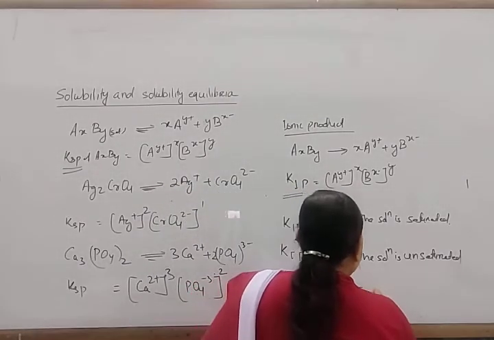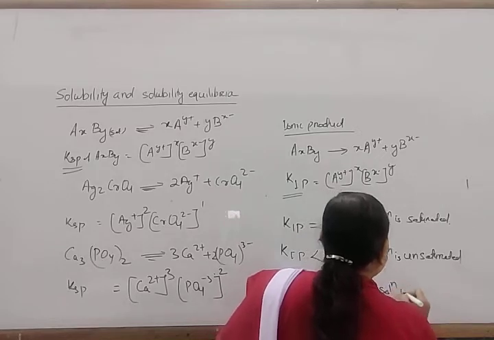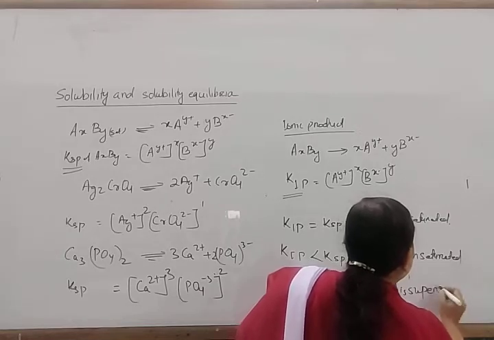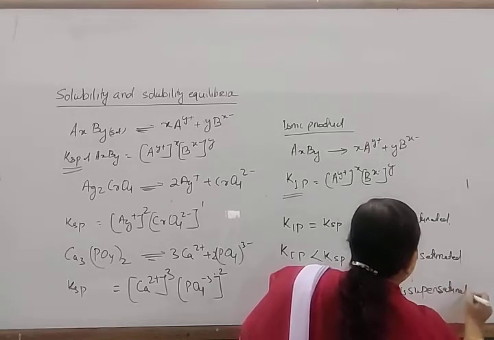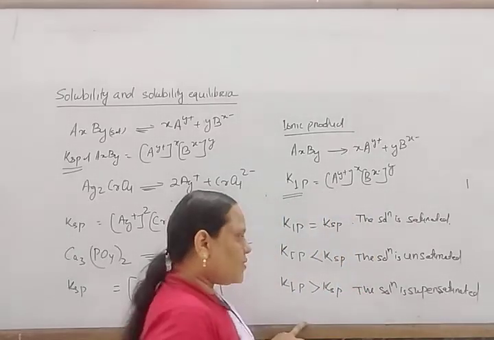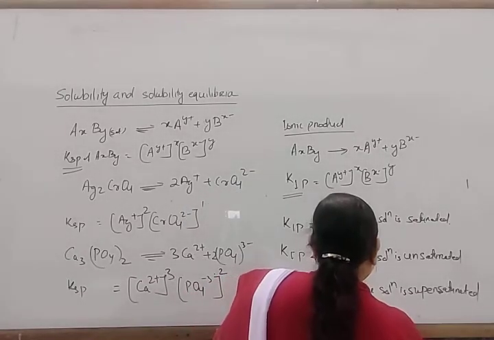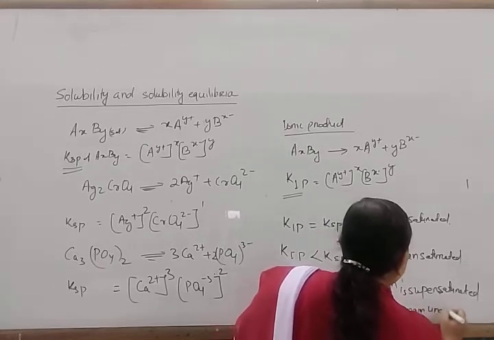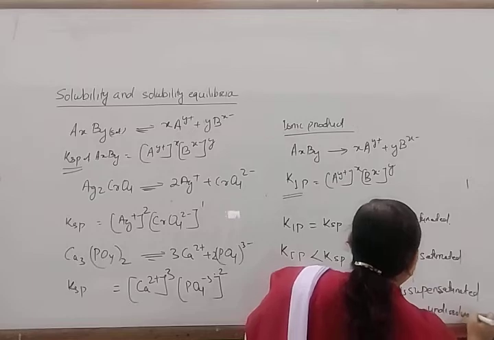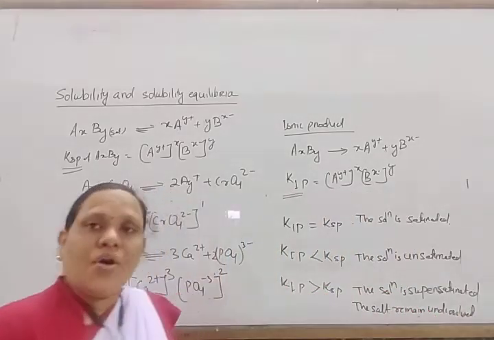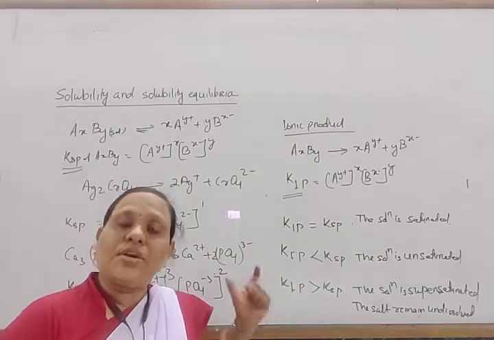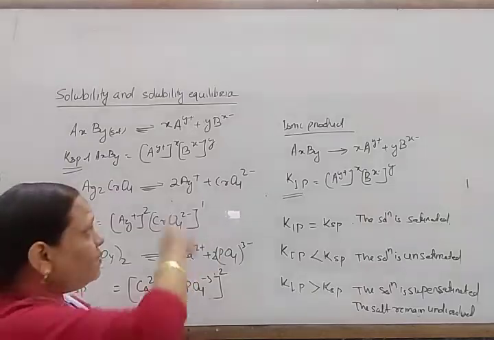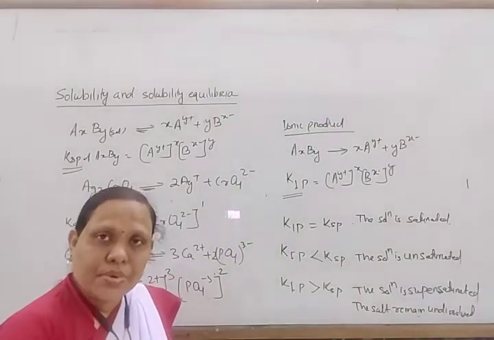Okay, so this solution is supersaturated and the salt remains undissolved. So this is the difference between solubility product and ionic product.